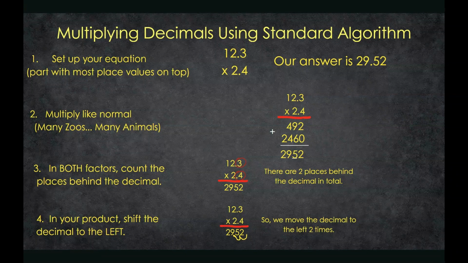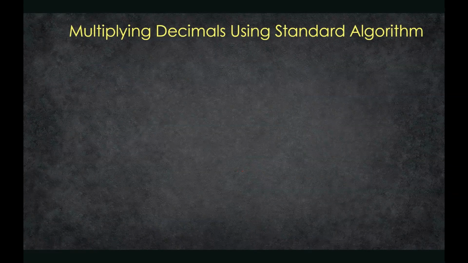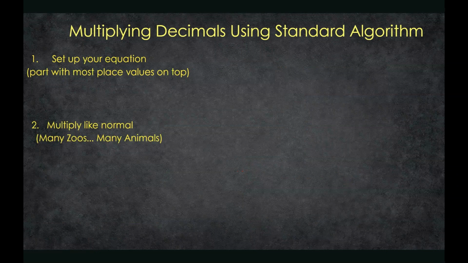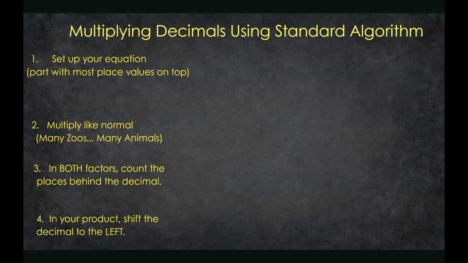All right, let's take a look at another example using our strategy. Remember, set up your equation. The part with the most place values goes first. We're going to multiply like normal. Then we're going to count in both factors how many places are behind the decimal. And then we're going to use that number to shift our decimal to the left. And again, we go to the left because we're multiplying decimals.